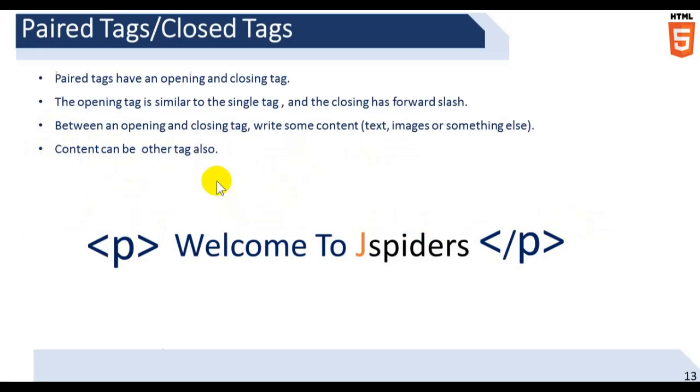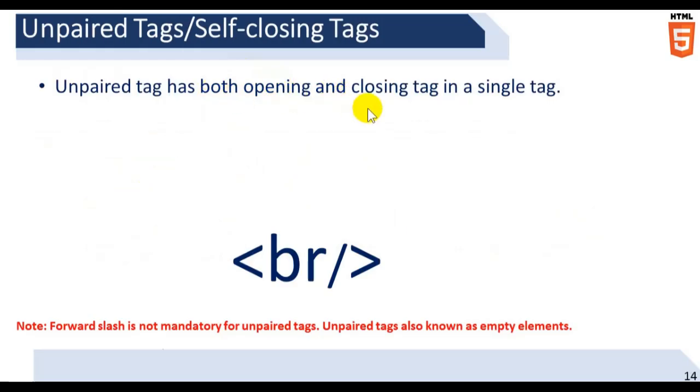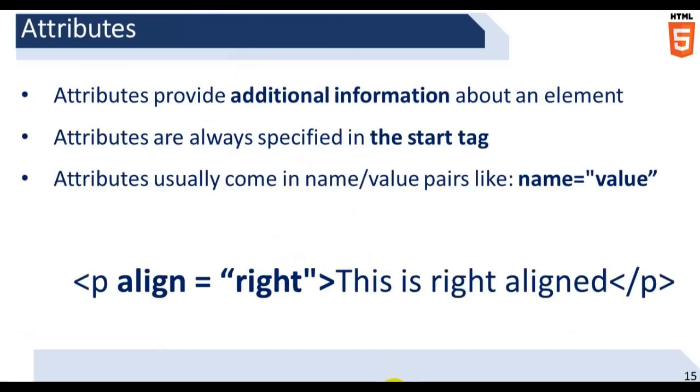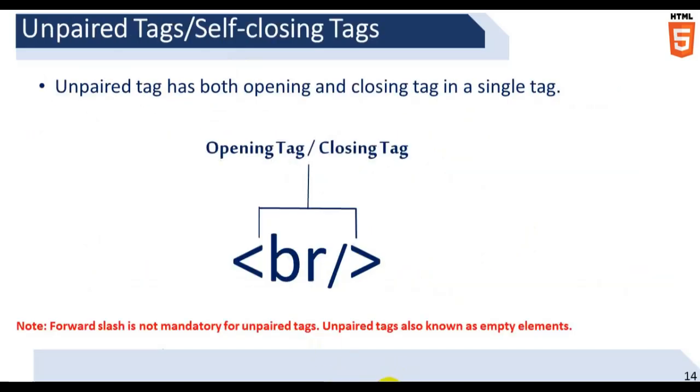An unpaired tag has both opening and closing in a single tag. That means in the BR tag we are passing a forward slash and it is closed right there itself. So here itself we are opening, here itself we are closing. When a tag is opened and closed in the same place, we call this an unpaired tag. Why? Because there is no pair.